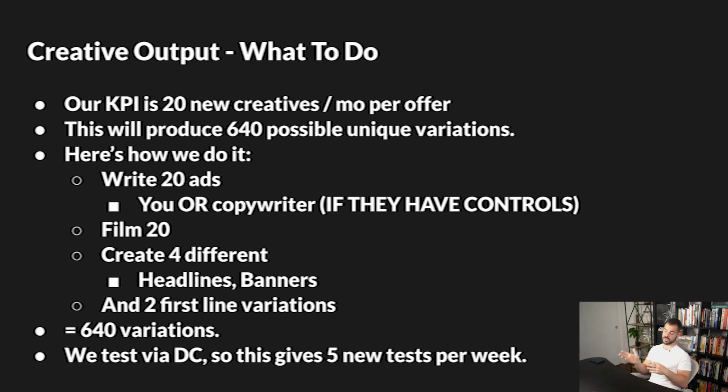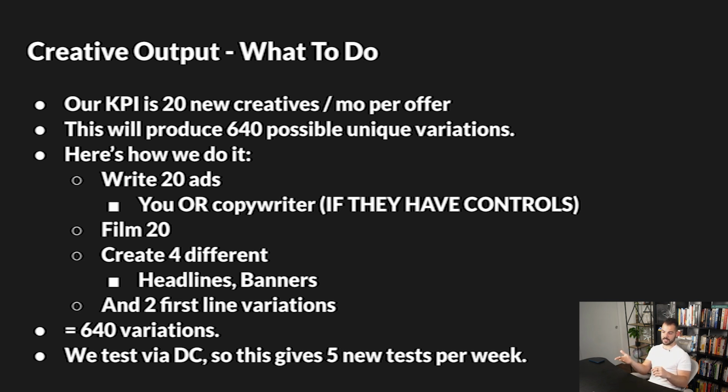So you can do this. It could be you or the copywriter, your team or whatever. Write 20 ads, then you film 20 ads. Then you create 4 different headlines and banners and 2 different first line variations for every single ad. Okay. That's going to give you 640 variations.